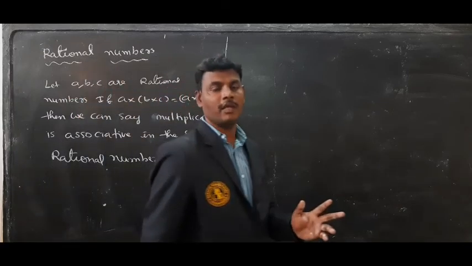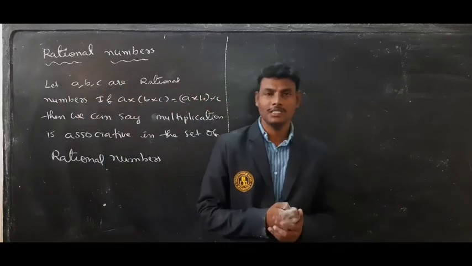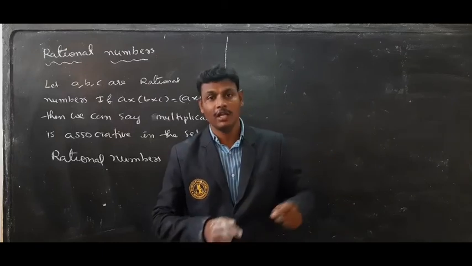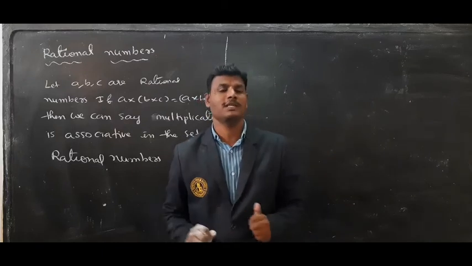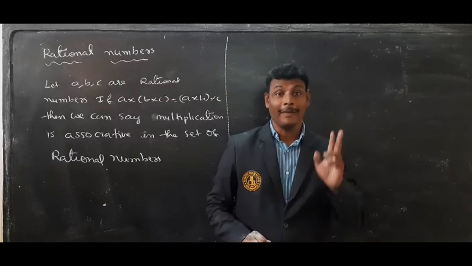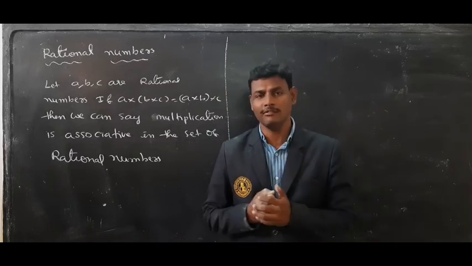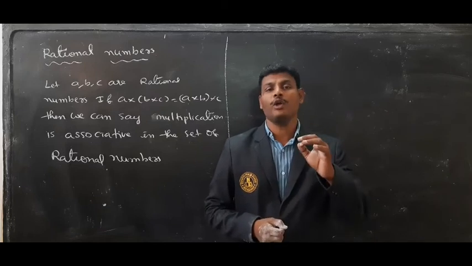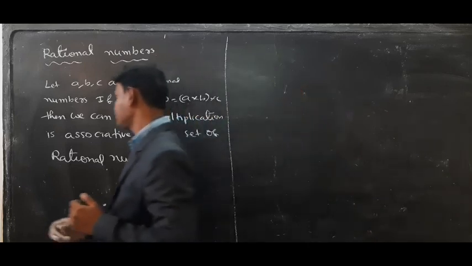Let a, b, c be three rational numbers. If the product of (a × b) × c is equal to a × (b × c), then we can say multiplication is associative in the set of rational numbers. To prove this, I am going to take some examples.